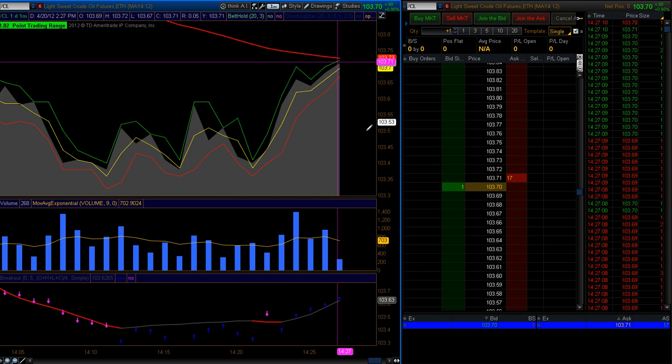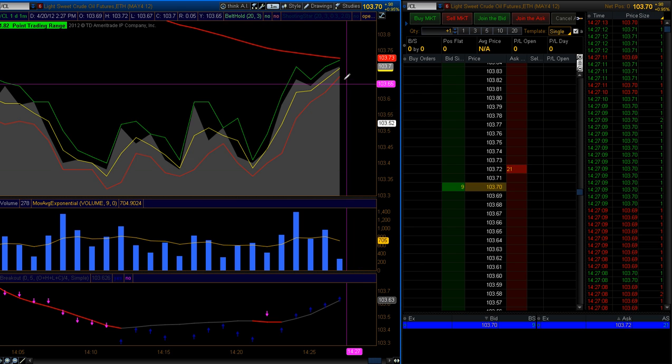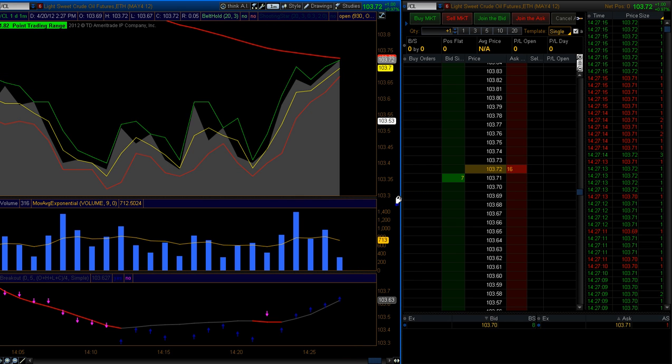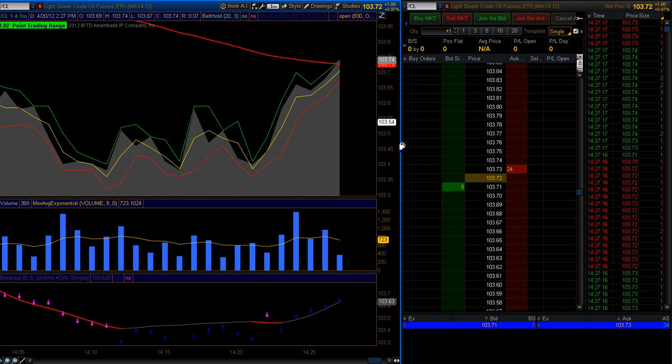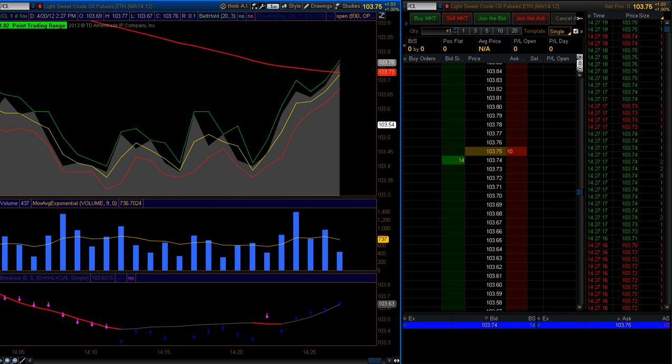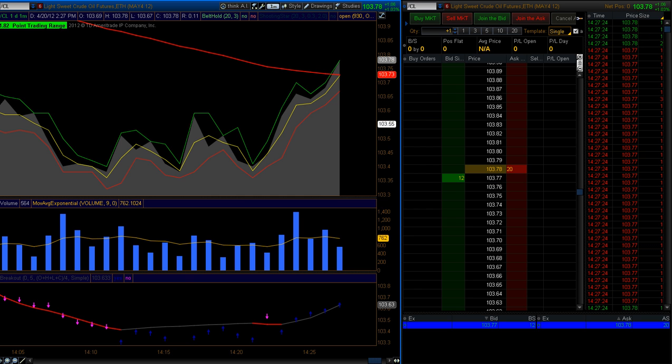So the 50's there. I don't like that at 73. So our stop's pretty evident. It's right under 66. So we're risking 1 penny here. Alright, up to 77, 78.